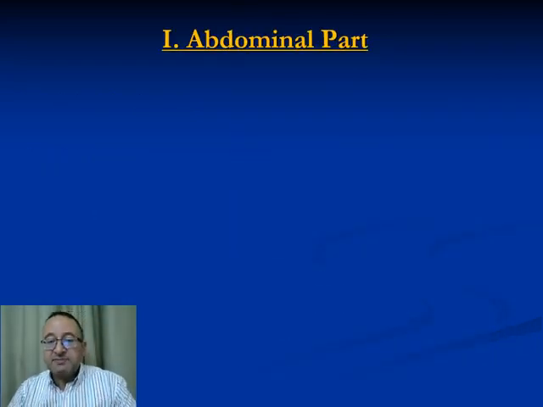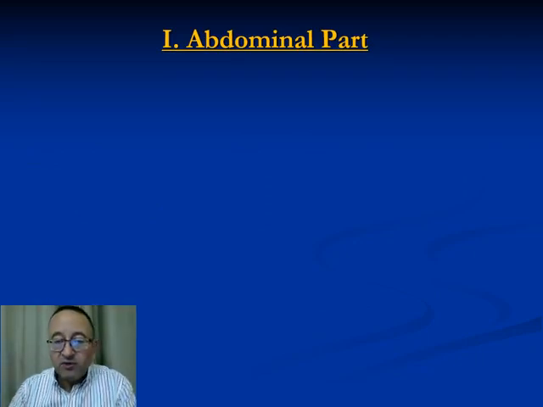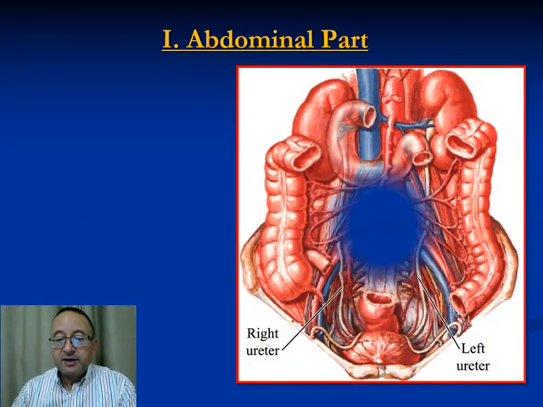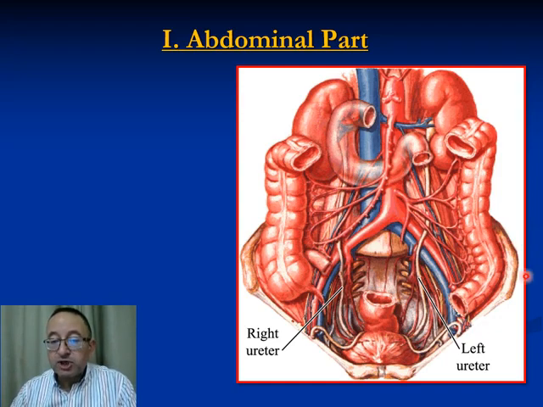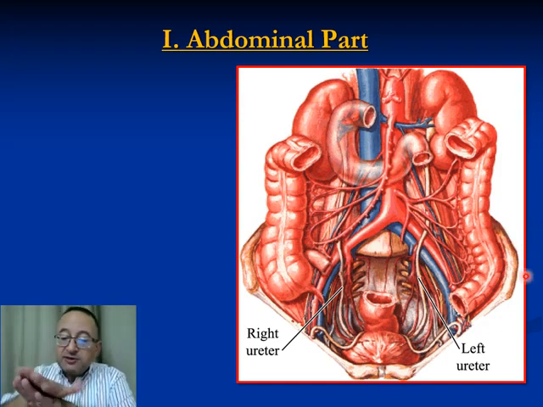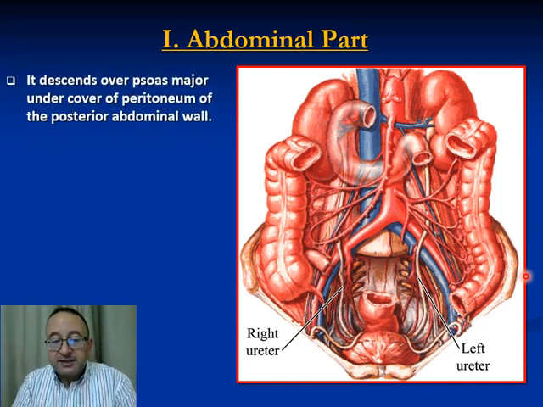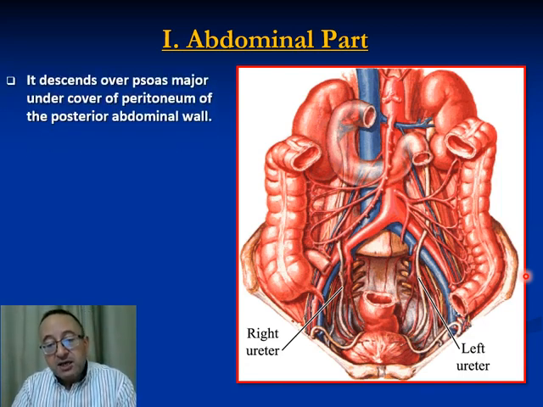Now we will start with the first part, which is the abdominal part of the ureter. Look at this picture. This is the ureter. This is the posterior abdominal wall overlaid by a muscle here, which is called the psoas major muscle. So, in this abdominal part, the ureter descends over the psoas major muscle, under cover of peritoneum. That's why we say it is a retroperitoneal structure.